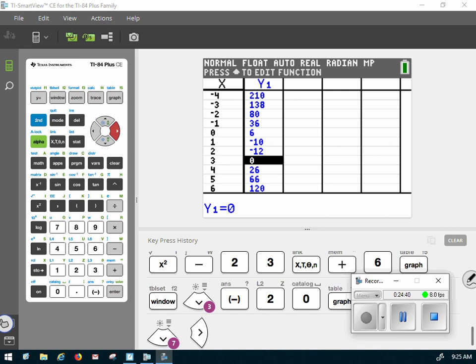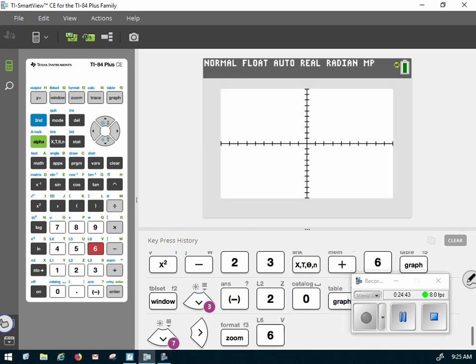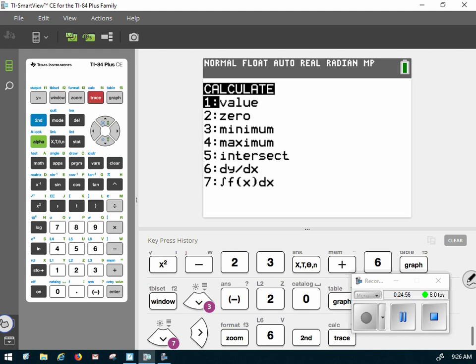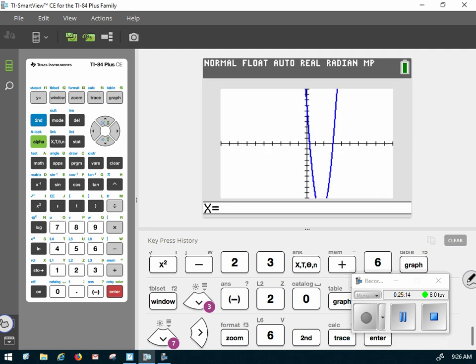Now, do Zoom 6, not Zoom In, Zoom 6. Yes. Now, I know I can't see the vertex, don't care. Second calc. We're going to option 1, all right? Option 1. 3.